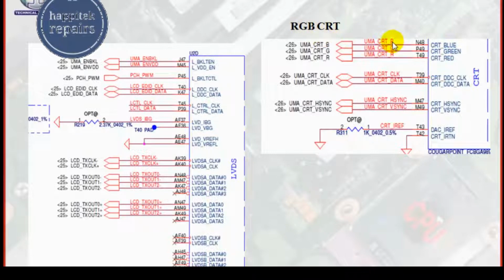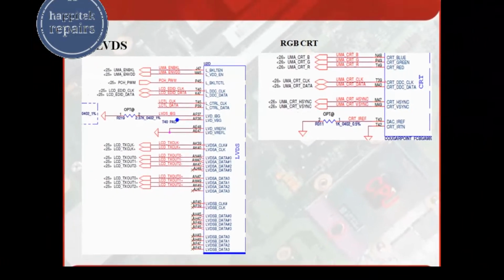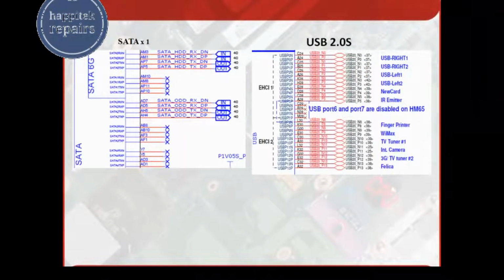RGB means red, green, blue. Red, green and blue, that is an RGB. Clock data, horizontal sync, vertical sync. These are the connections. If it is SATA, then there will be 2 out, 2 in, that is 2 RX, 2 TX, like this, 4 types of connection.